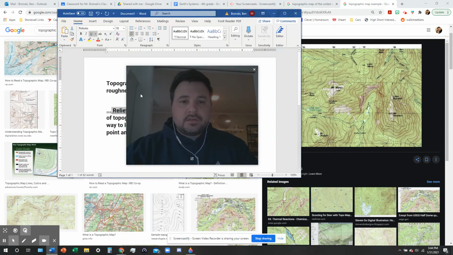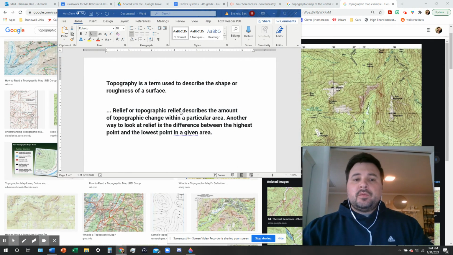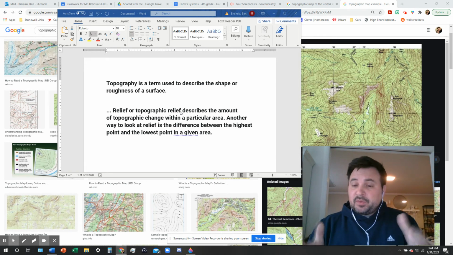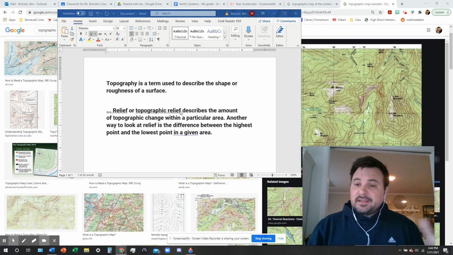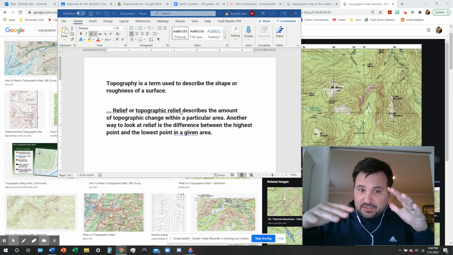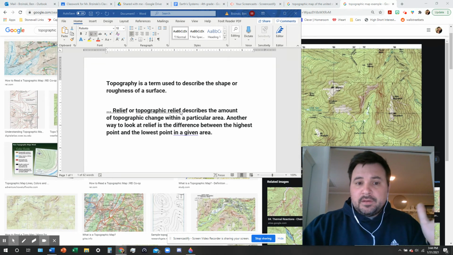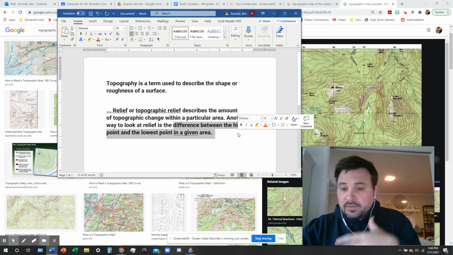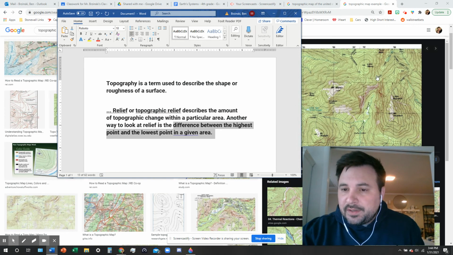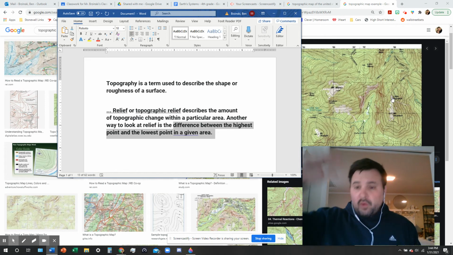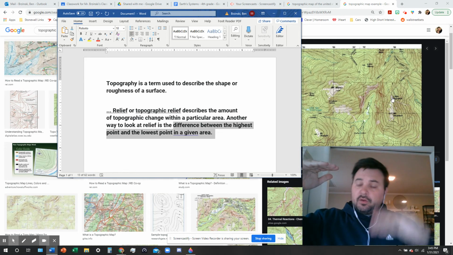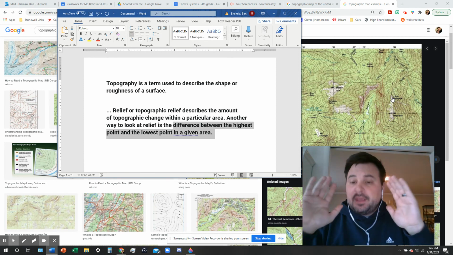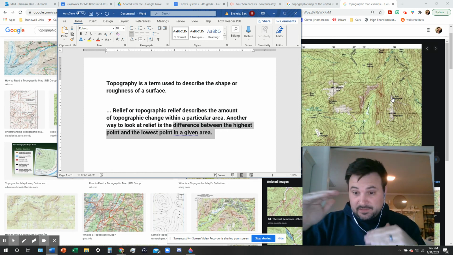Okay, and that's what we're going to talk about now. Why we use a topographic relief map. We want to talk about the amount that the topography, or the shape of the land, changes within a particular area. So how does the land change, the height change in a particular area? Another way to look at it is this: what's the difference between the highest and lowest points in a given area? And that's what this map is doing. It's showing you that one area is taller than another area, or one area is lower than another area. We're going to get into how that is and what that looks like specifically later on.